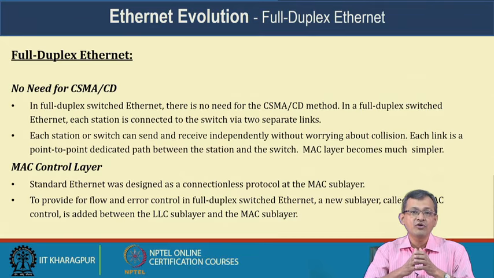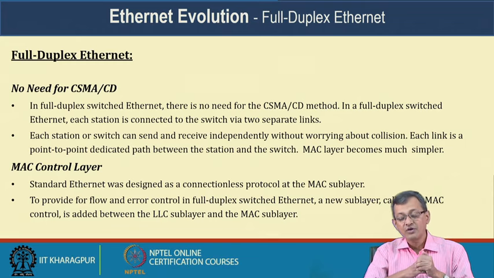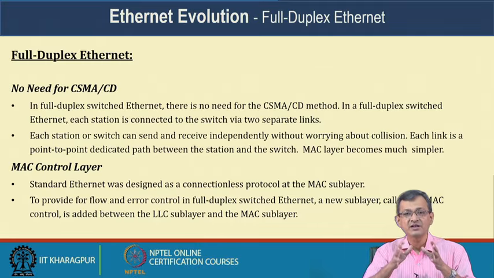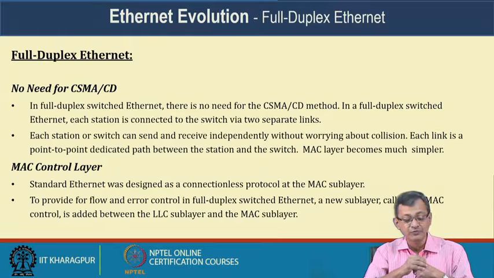So, there is a MAC control layer. Standard Ethernet was designed as a connectionless protocol for the MAC sublayer, right. If you look at the standard Ethernet, it was more of a connectionless protocol, where you transmit and as such you do not manage anything. To provide flow and error control in a full duplex Ethernet, a new sublayer called MAC control is added between the LLC sublayer and the MAC sublayer.